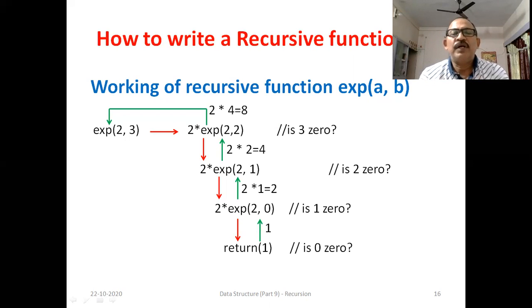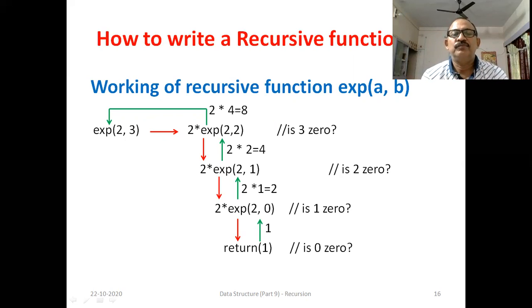Again, is 1 equal to 0? The answer is no. Again, exponent(2, 1) is divided into two parts: 2 into exponent(2, 0). At this place, 2 into is a suspended activity, and the system calls the function exponent(2, 0).